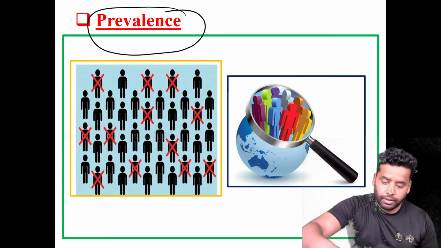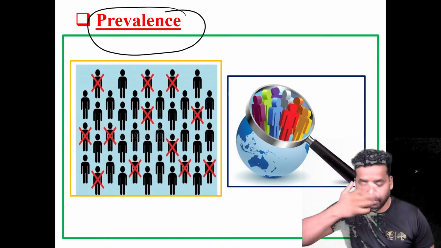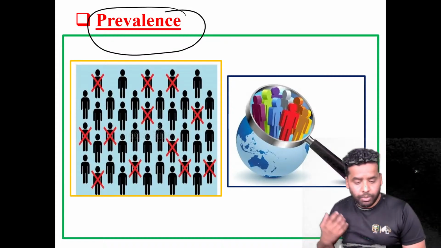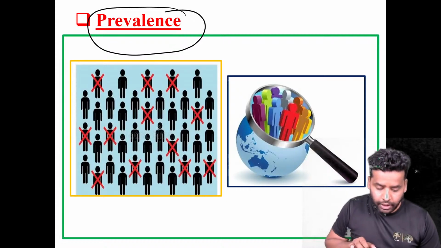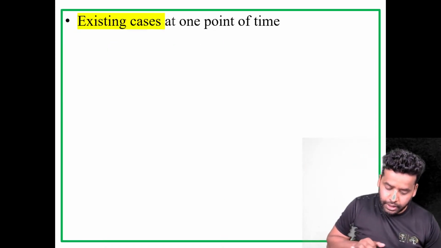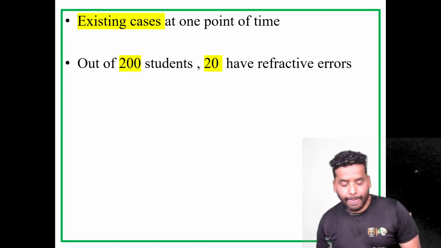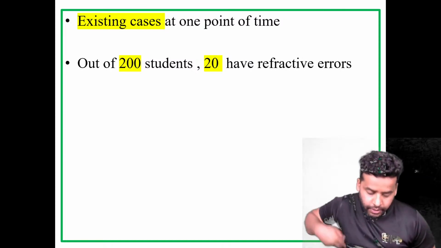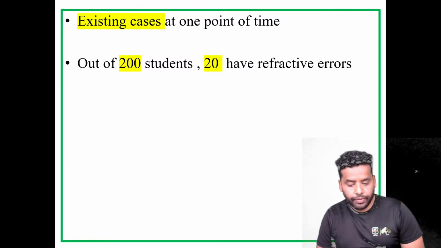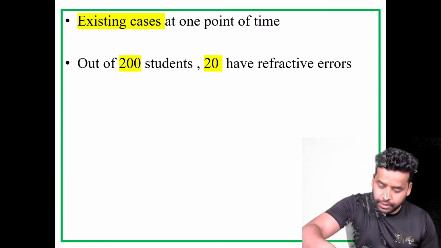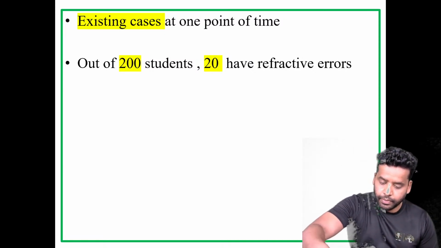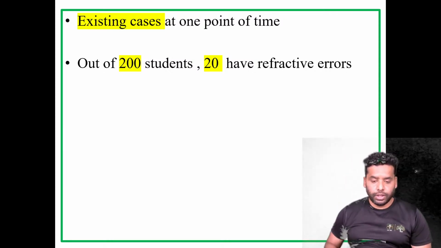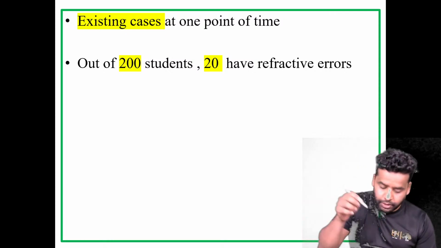When you go to a class, if you're doing a study now, how many are having refractive errors? What study is that? What will you get? Direct question I'm asking. Already you know the answer. So many times I've used that word. Prevalence. Existing cases at one point of time. Very good. Cross section. Out of 200 students, 20 are having refractive errors. Right, next point. Write the definition. Existing cases at one point of time. Out of 200, 20 are having refractive errors.